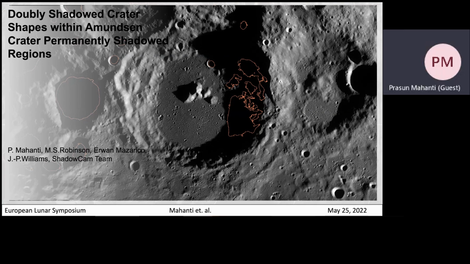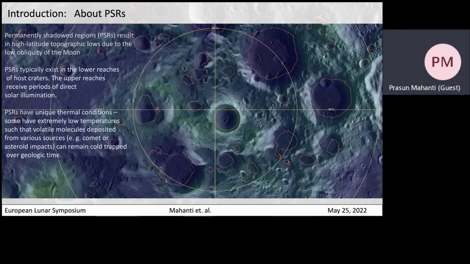Okay, so my name is Prasun Mahanti, and I'll be talking about crater shapes within the Amundsen crater permanently shadowed regions. I think we have heard a couple of talks on PSRs already today, but I'll just talk very briefly about the permanently shadowed regions. They result due to the low obliquity of the moon, and they exist in high latitude topographic lows, like the floors of craters at the poles of the moon.